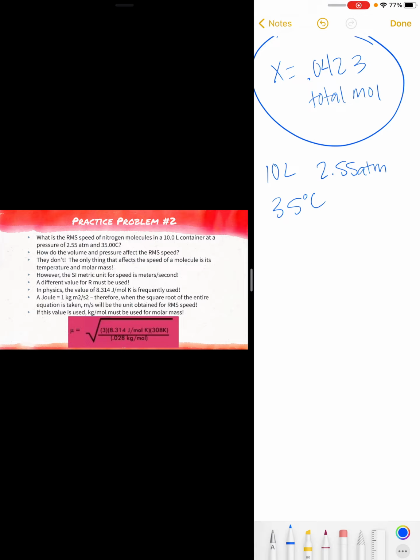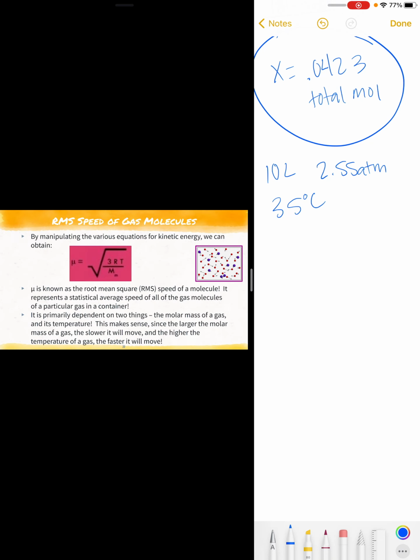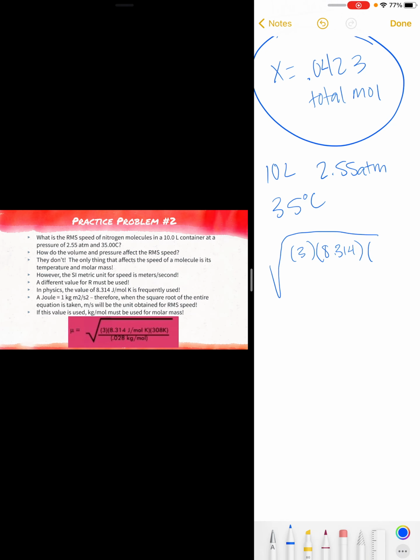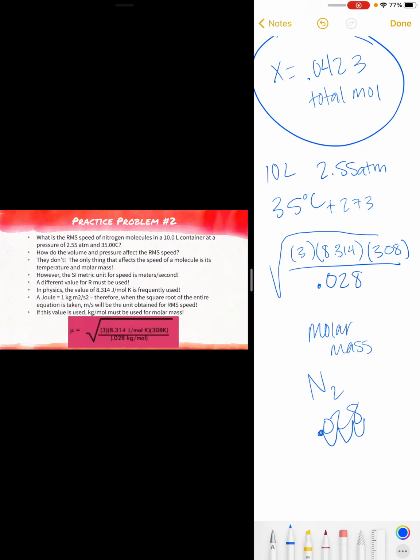So now I can plug in numbers. The first thing I'm wanting to plug in, let me go back to my equation here, is 3. So it's the square root of 3 times R, which you said was 8.314, times temperature, which is 308. Again, that's in Kelvin, so I just added 273 to that temperature. All of that is going to be over my molar mass, which, this is nitrogen gas, N2. So the mass of N2 was around 28. We need to move my decimal 3 places because it needs to be in kilograms per mole. So I'm going to put 0.028.